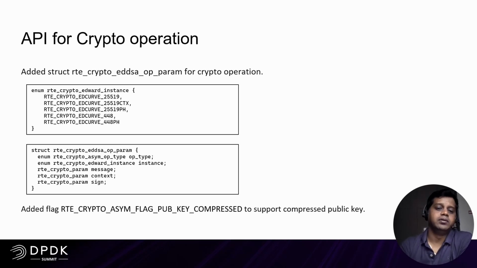Next, for crypto operation, Edward curve instances are accounted and new EDDSA specific parameters are implemented in crypto op now. Also, a new asymmetric flag is introduced to support compressed form of public key, used in Edwards curve in comparison to other elliptic curves.